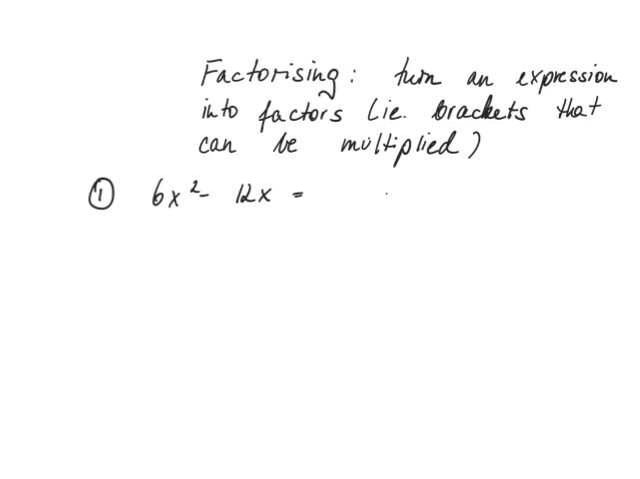12x. We have to find the highest common factor between 6x squared and 12x, and we then take that outside of the bracket. So the highest common factor between 6 and 12 is 6, and the highest common factor between x squared and x would be x. So we take this outside of the bracket and see what we have left.